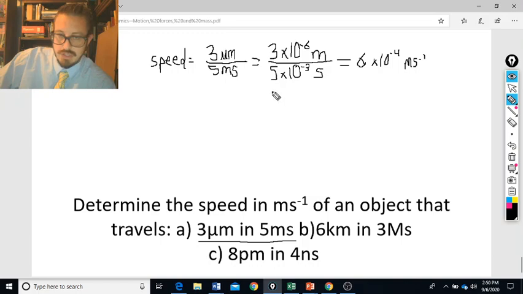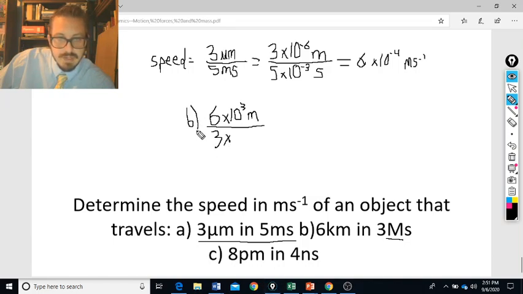We can use the same structure for the conversions in B and C here, just different numbers with different metric prefixes. And so now we have 6, and then kilo is 10 to the 3. So you have 6 times 10 to the 3 kilometers over 3 megaseconds. A capital M here is a megasecond. So this is part B right here. 6 kilometers divided by 3 mega, which is a million, so 10 to the 6 seconds.